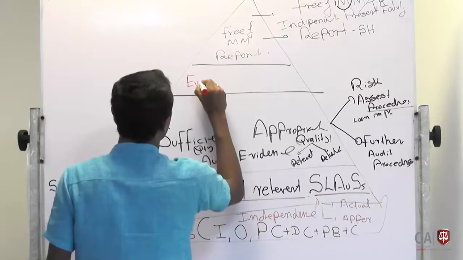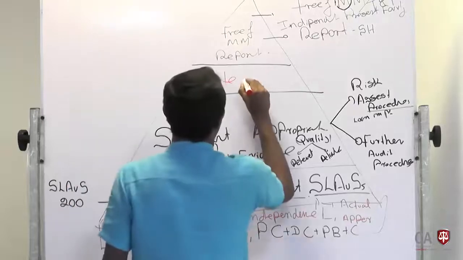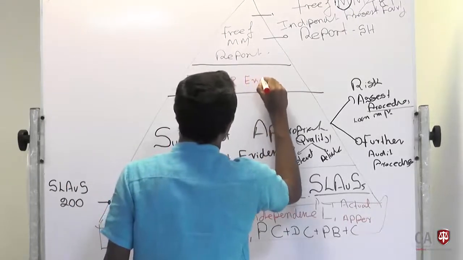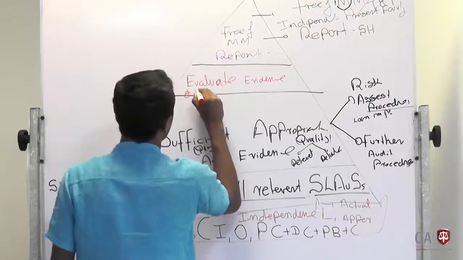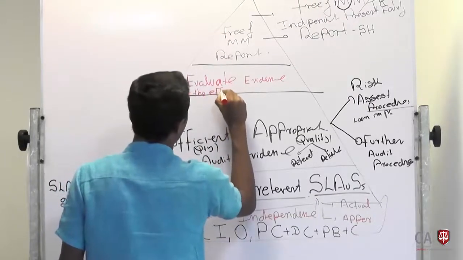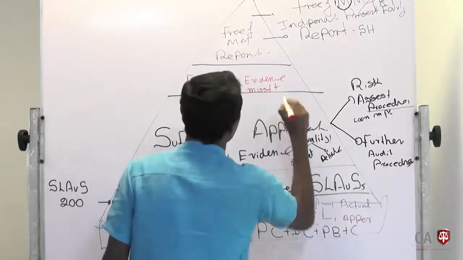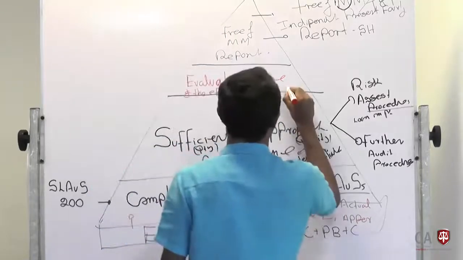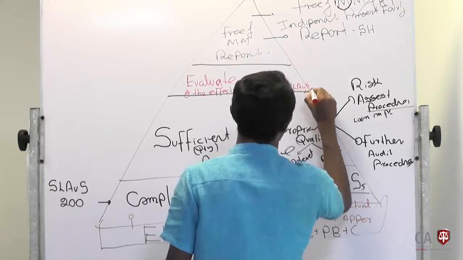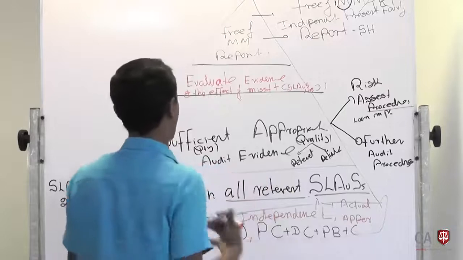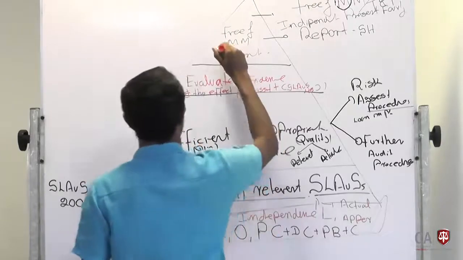Evaluate audit evidence, right? I will write this as evaluate evidence, and not only evidence, but also the effect. If you have identified misstatements, evaluate the effect of misstatements. There is a specific auditing standard. So I'll write it here now itself, that is auditing standard 450. Evaluate the effect of material misstatement, then only you can make a better decision whether you are going to change the audit opinion, right? So when it comes to reporting, I'll take this to this side.